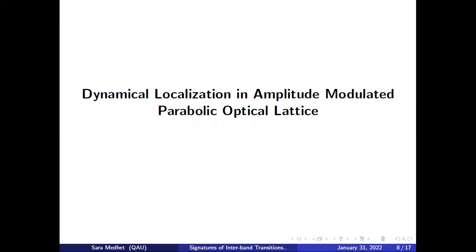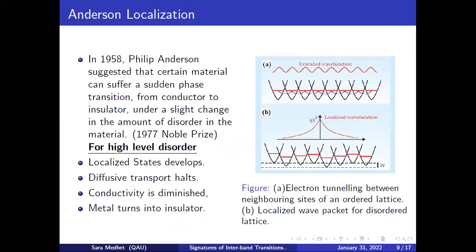Now, dynamical localization in an amplitude modulated parabolic optical lattice. Coming towards the main topic, firstly we will explain what Anderson localization is. In 1957, Nobel laureate Philip Anderson suggested that certain materials can suffer a sudden phase transition from conductor to insulator under a slight change in the amount of disorder in the material.